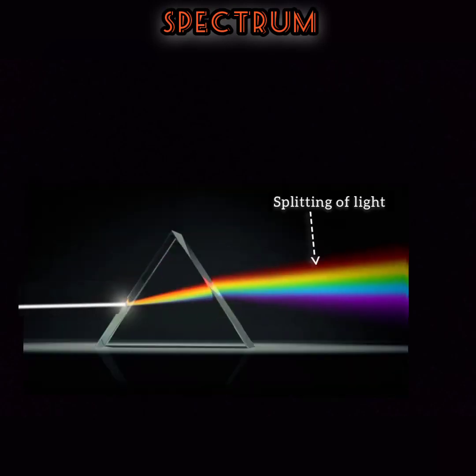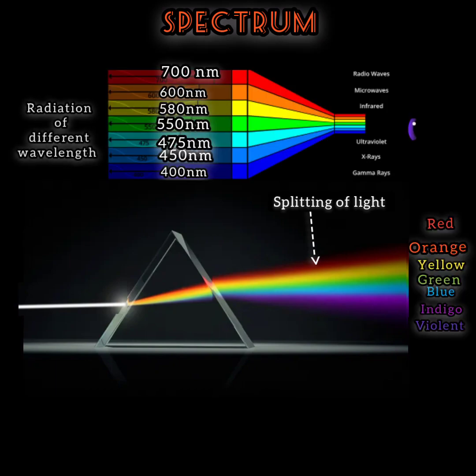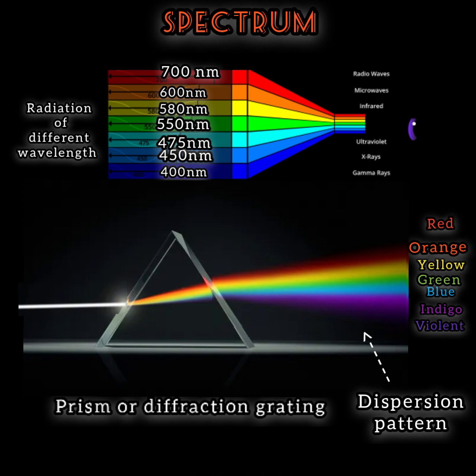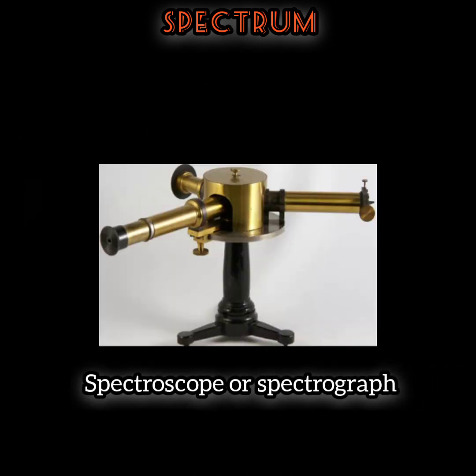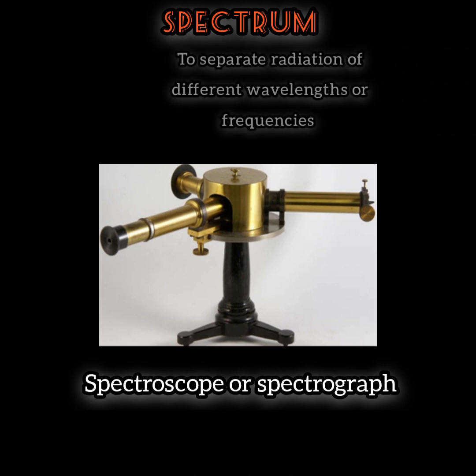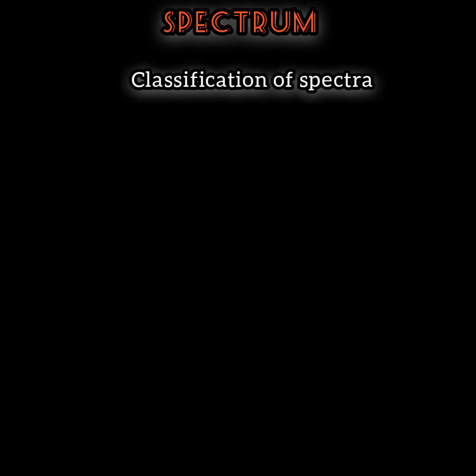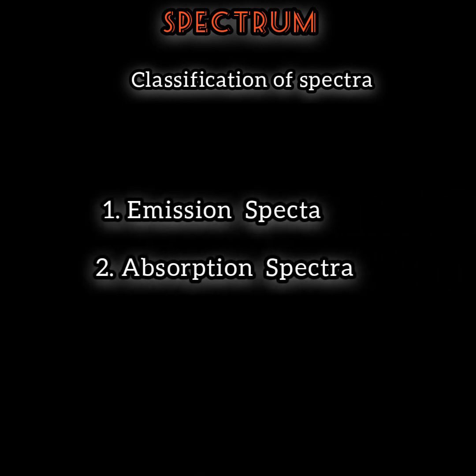Spectrum: the splitting of a beam of light into radiation of different wavelengths or frequencies after passing through a prism or diffraction grating is called dispersion, and the pattern of radiations observed after the dispersion is called spectrum. A spectroscope or spectrograph is an instrument used to separate radiations of different wavelengths or frequency. Depending on the source of radiations, the spectra are broadly classified into emission spectra and absorption spectra.